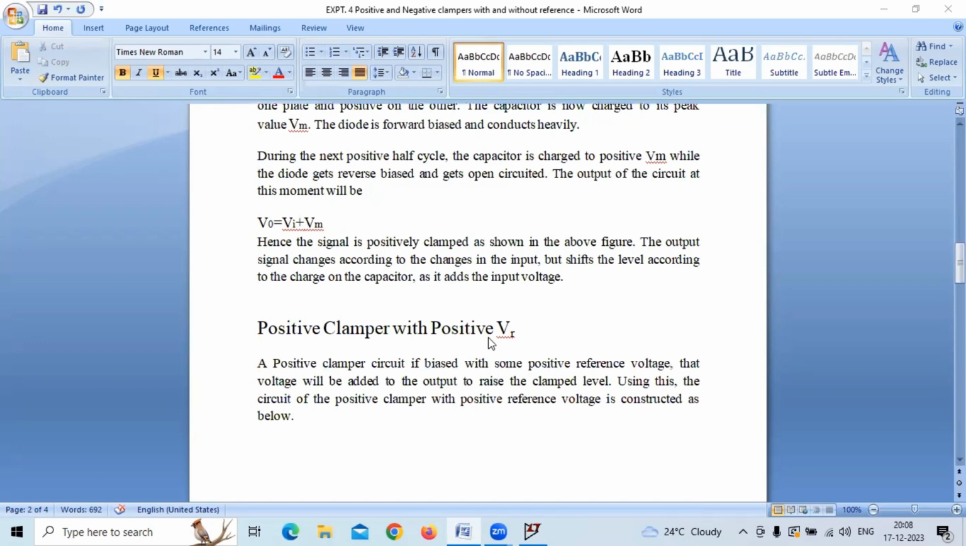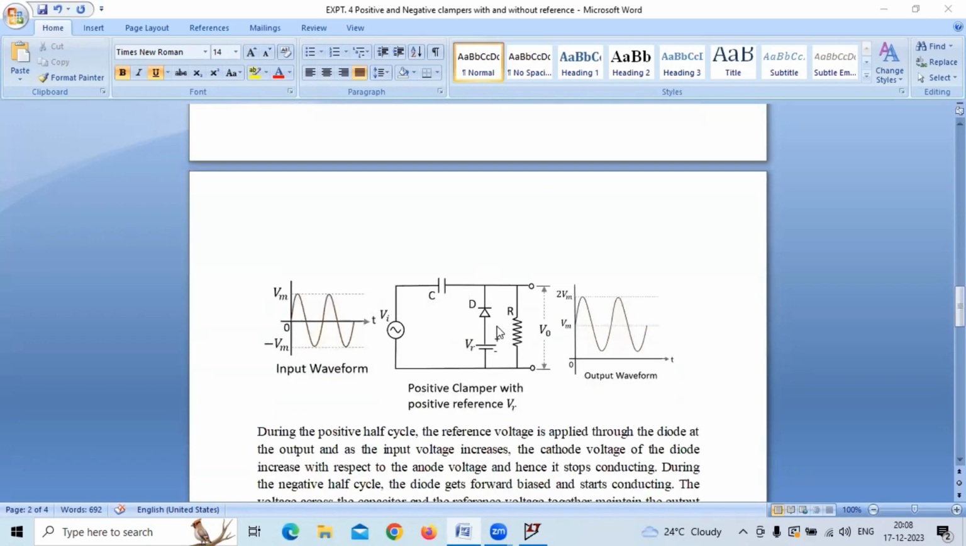Next, positive clamper with positive bias. In this circuit, we will add one DC supply. Depending on what value we give, that value will be the reference value. The output waveform is shifted above zero, but this reference value will be equal to the DC bias voltage. For example, if I give 5 volt here, then this reference value will be equal to 5. This is the positive clamper circuit.